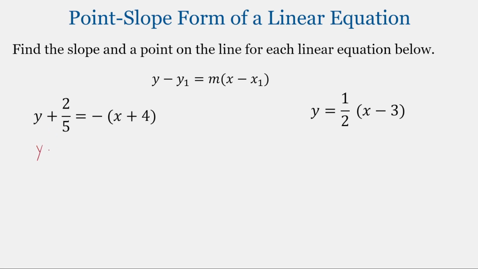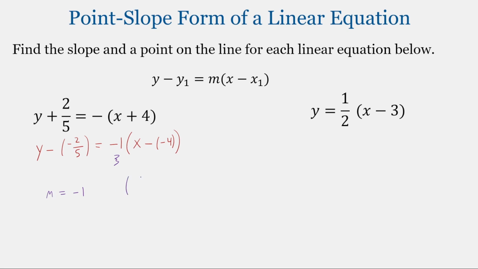So instead of y plus 2/5, we're going to convert that addition to subtraction of a negative. So we now have y minus negative 2/5 equal to, now we have negative. Well, this is negative 1. So whenever you see this negative by itself multiplied to something, this is negative 1 that we're multiplying to the quantity x plus 4. So now we have the quantity x, and instead of plus 4, we'll convert that to minus a negative 4. So negative 1, that's our slope. So m is equal to negative 1.